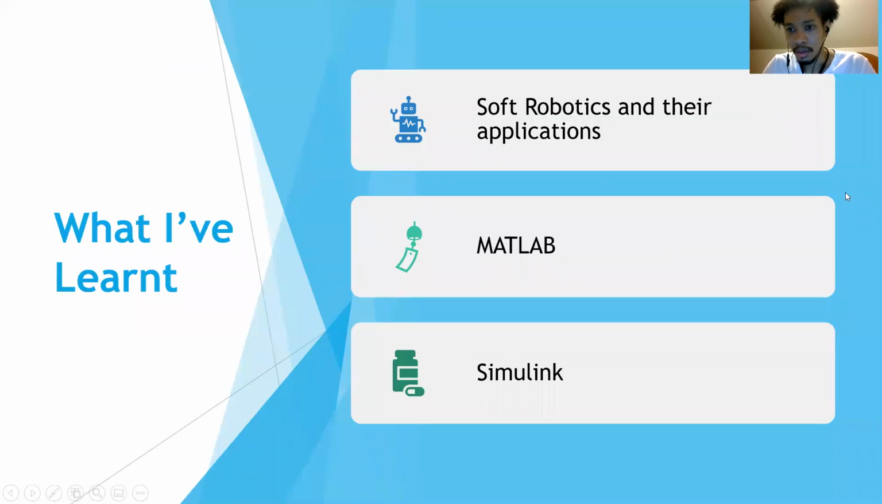Now a bit on what I've learned throughout this course. This course has been very informative, and I'm glad that I took it. I was able to learn about soft robotics and their various applications in our real world today. I was surprised by how prevalent they're becoming, especially in the medical field. I've never used MATLAB or Simulink before, so this was a good experience, and I am certain that it will help me in my future endeavors moving forward.